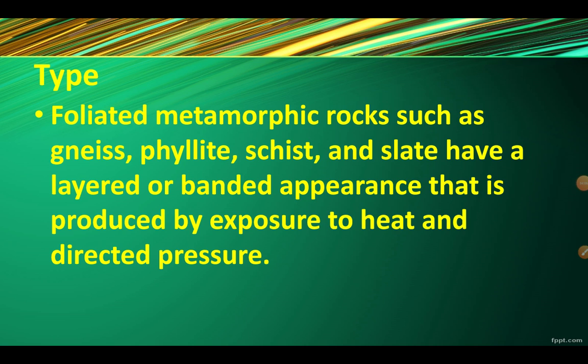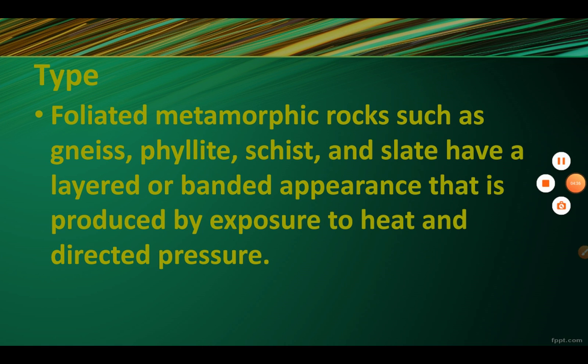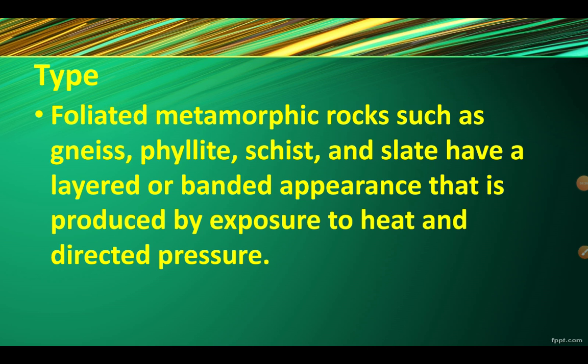Types: foliated metamorphic rocks such as gneiss, phyllite, schist and slate have a layered or banded appearance. Students, these foliated metamorphic rocks have a layered, right, or banded appearance that is produced by exposure to heat and direct pressure, whereas non-foliated metamorphic rocks do not have this layered and banded appearance, right, and that is created by metamorphism.